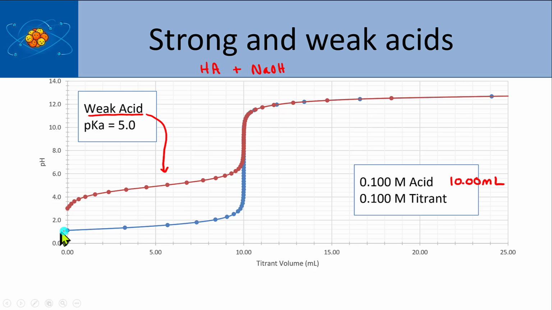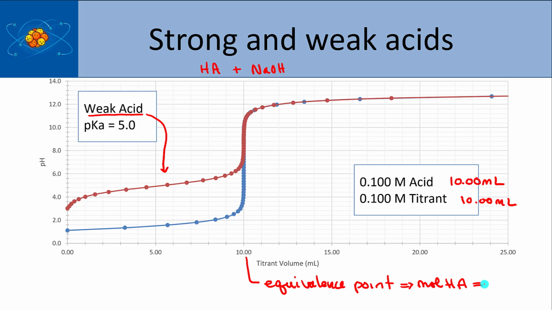The other thing that you should notice is that as you titrate, when you get the volume of titrant to 10 milliliters, it's going to have 1 millimole of acid in the solution and 1 millimole of base. And that's what we call the equivalence point, the point at which the moles of acid and moles of base are the same. So equivalence point: moles of HA equal moles of NaOH added. I like to say it that way so it keeps clear that that's the titrant, the thing going in from the burette. So you'll notice the volume's exactly the same.